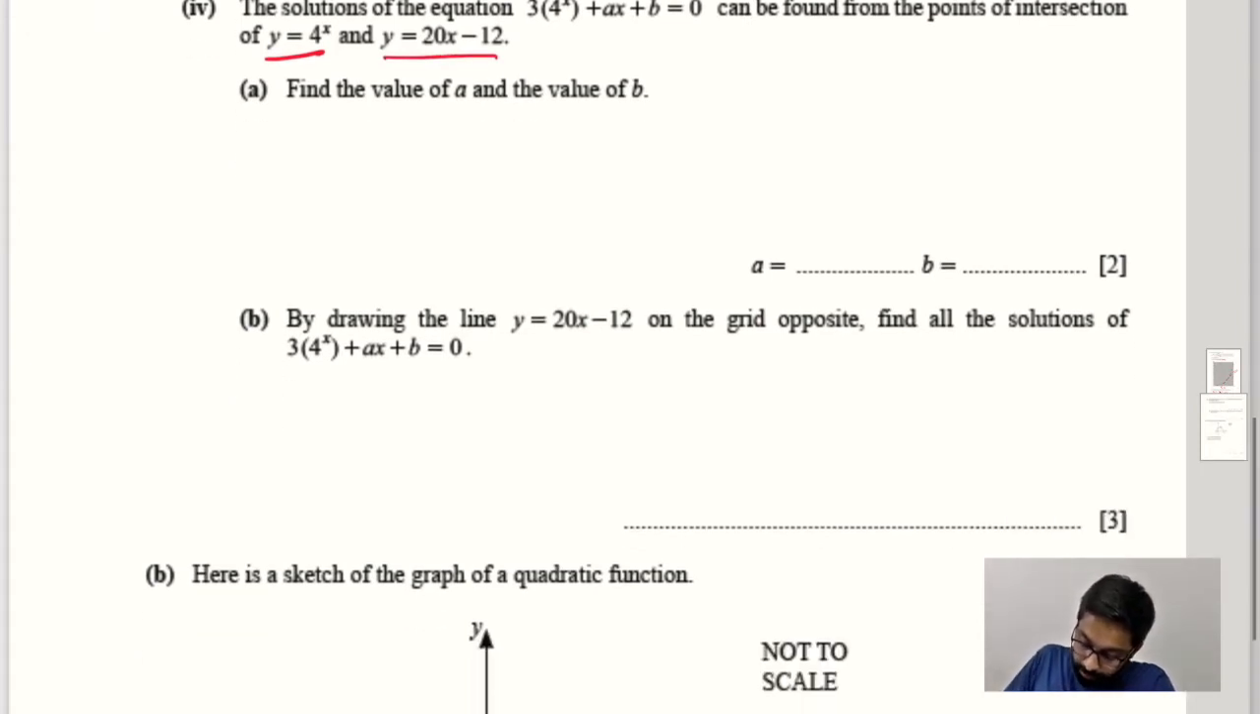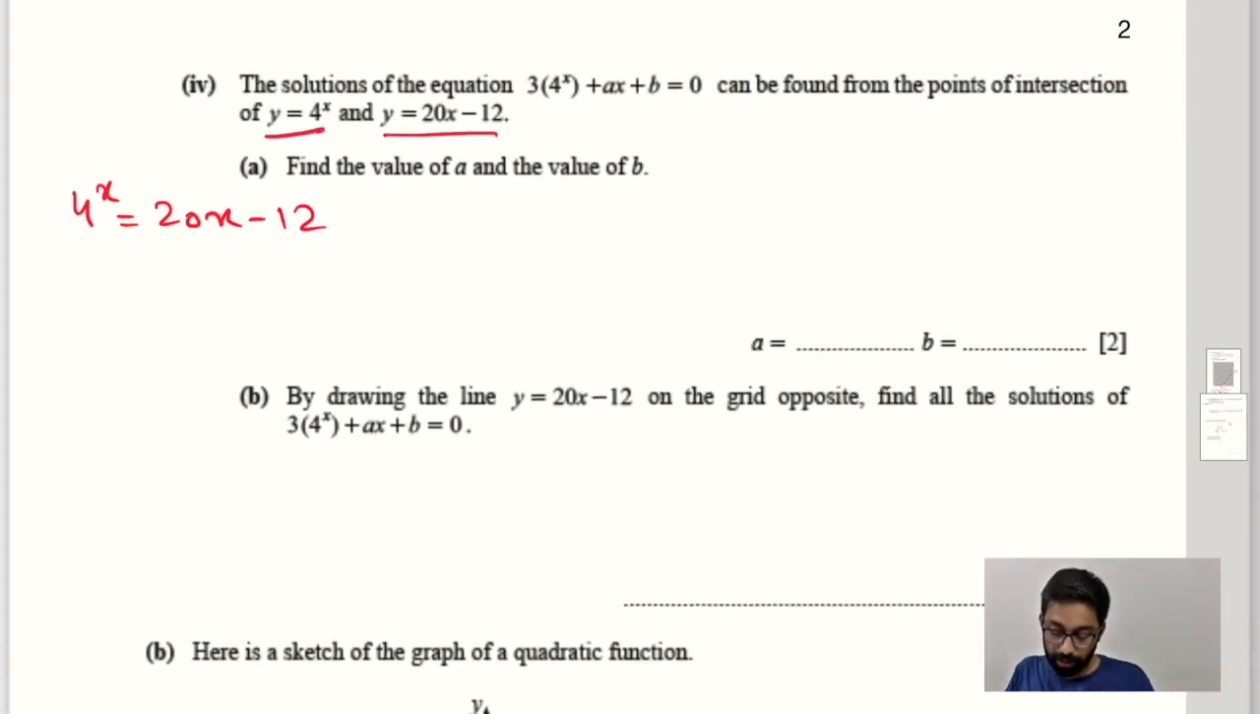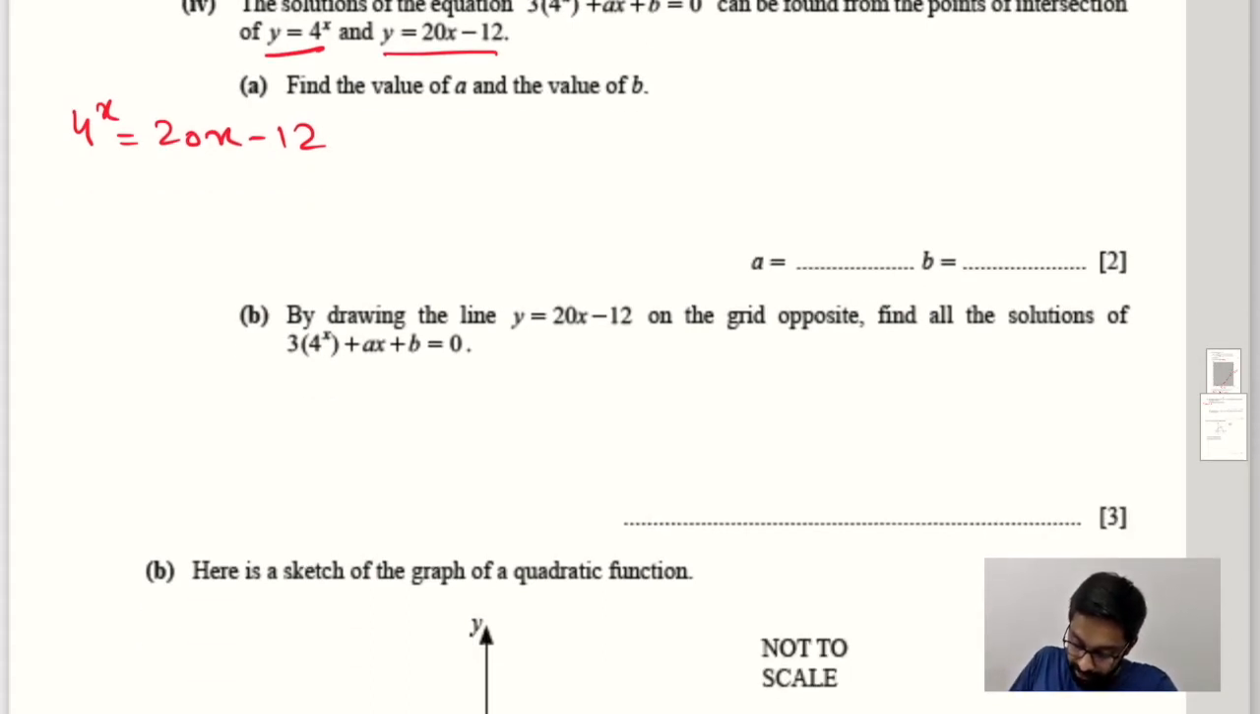So when we do that, we write these equations right next to each other. We need more space to solve this question, so I'm going to start from the left. So y equals 4 to the power of x, that means this equals 20x minus 12. We're trying to equate this so that we can find the uniform equation from these two equations and then try to equate that with this equation to find the value of a and of b. So I bring everything to the left side. I get 4 to the power x minus 20x plus 12.